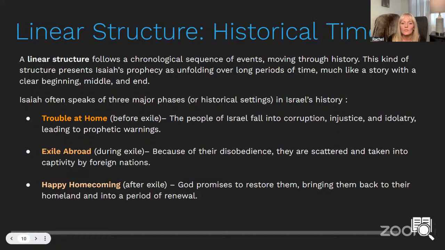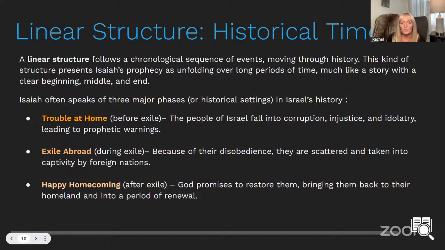I'll just read this because it's easier for me. A linear structure follows a chronological sequence of events, moving through history. This kind of structure presents Isaiah's prophecy as unfolding over long periods of time, much like a story with a clear beginning, middle, and end. One of these linear structures has three major phases, or three historical settings: trouble at home, exile abroad, and happy homecoming.